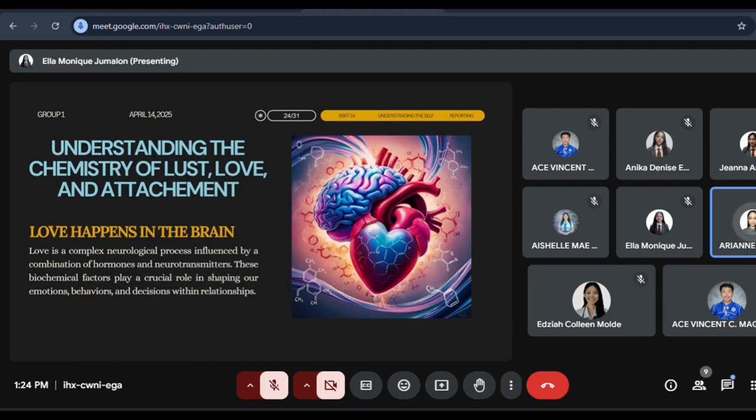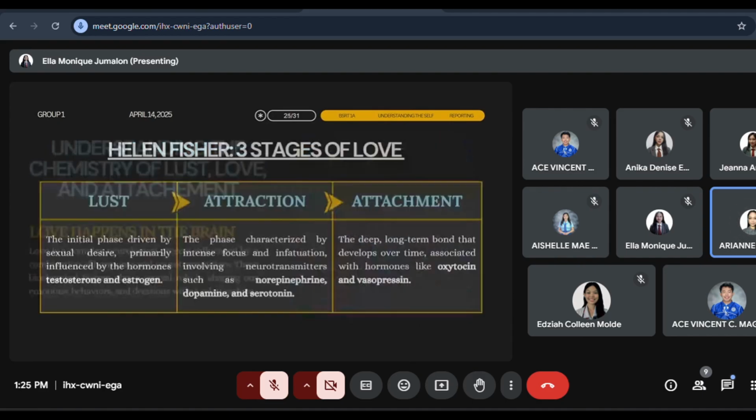We often hear people say love is in the air or it's all in the heart, but in reality, love happens in the brain. It's a powerful mix of chemicals that influence how we feel, behave, and make decisions in relationships.